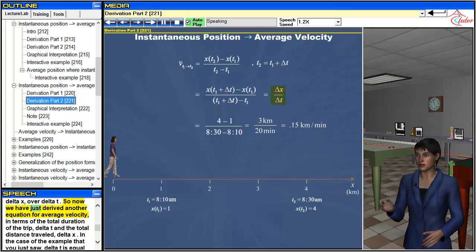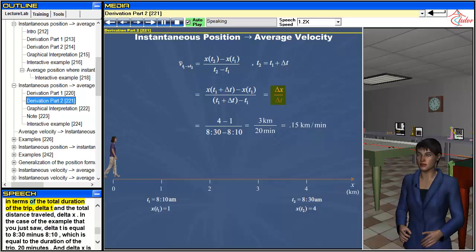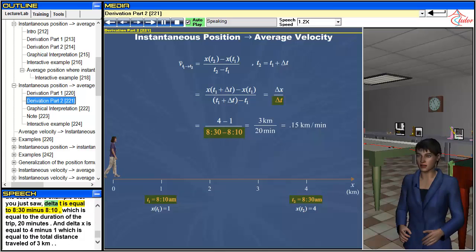So now we have just derived another equation for average velocity, in terms of the total duration of the trip, delta t, and the total distance traveled, delta x. In the case of the example that you just saw, delta t is equal to 8:30 minus 8:10, which is equal to the duration of the trip, 20 minutes. And delta x is equal to 4 minus 1, which is equal to the total distance traveled of 3 kilometers.